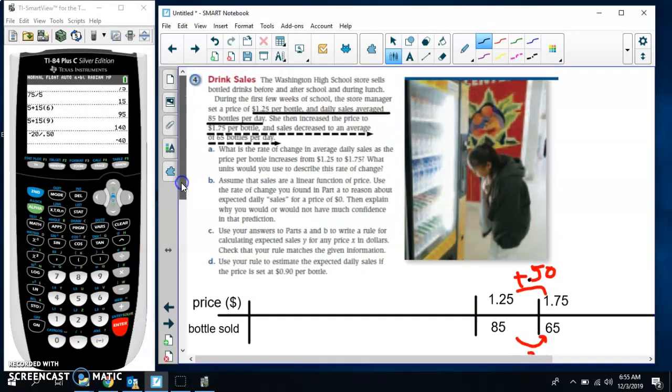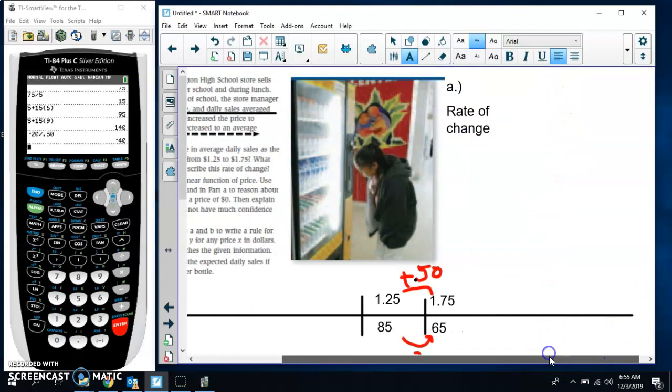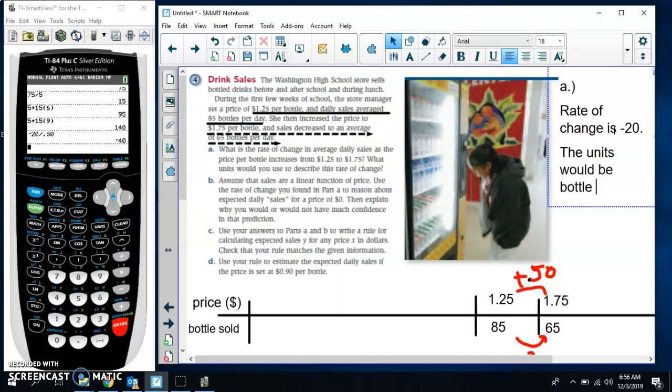So our rate of change, let's go type this up. Part A, the rate of change for this is going to be negative 20 divided by 0.50, which is negative 40. The units would be, well, what do we divide? Bottles per dollar. That's the units we would use.